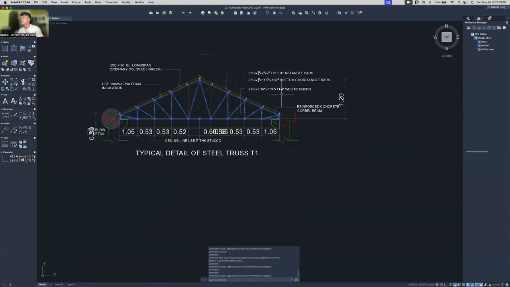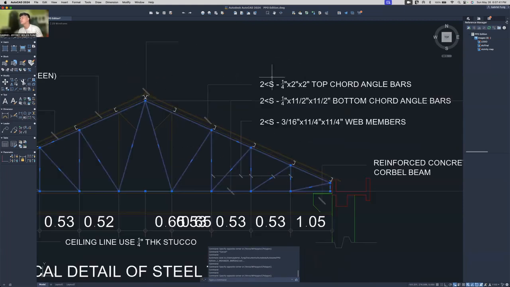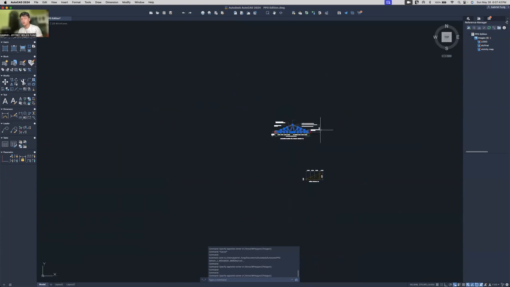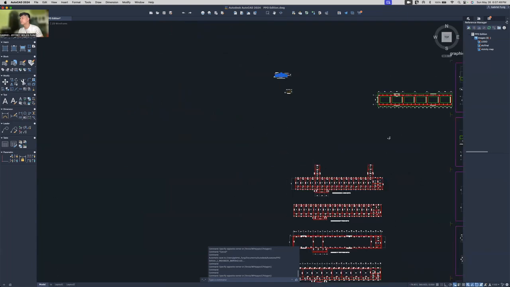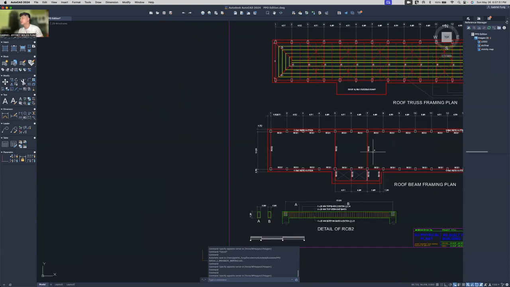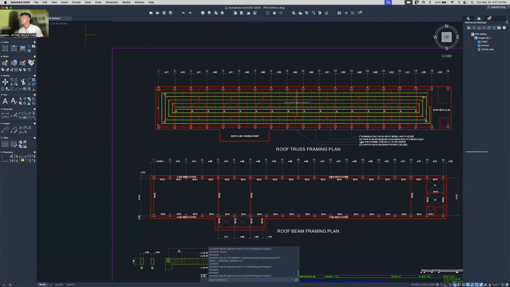So considering that they are different sizes, I then multiplied it to the number of half and full trusses presented in the plans.